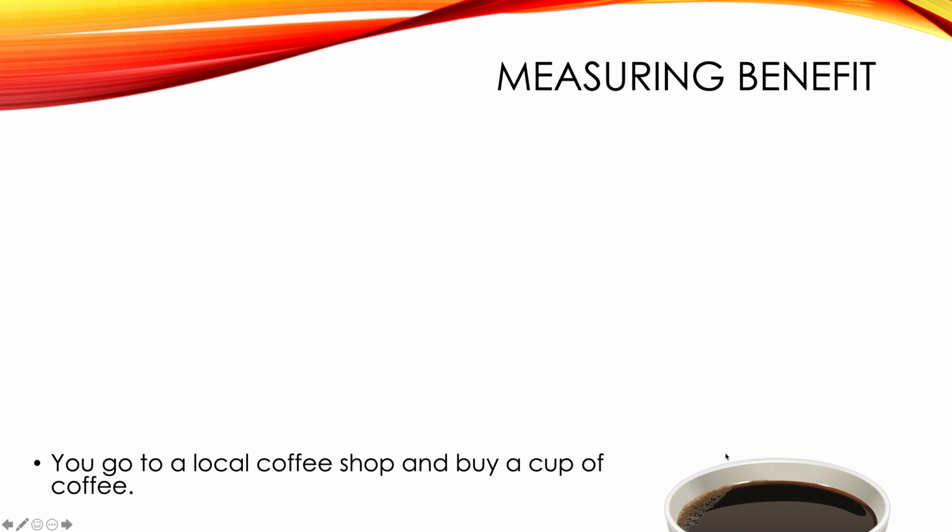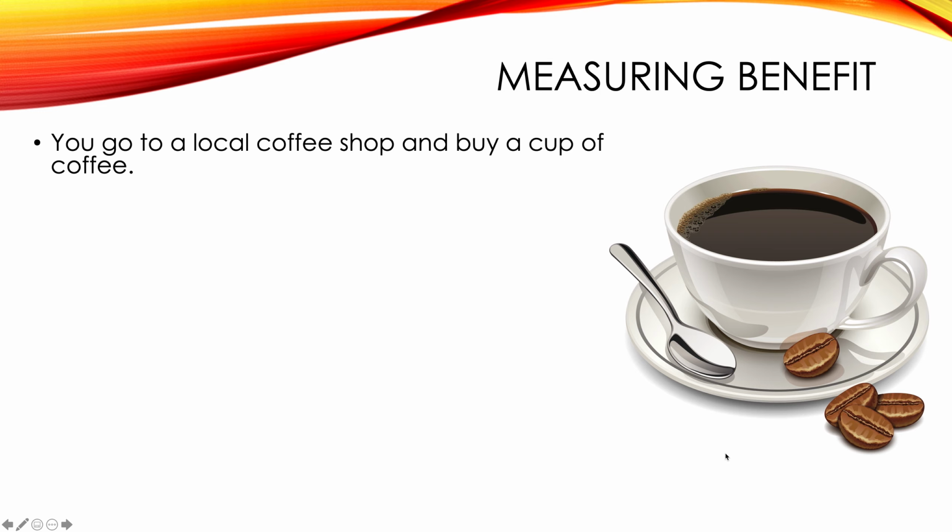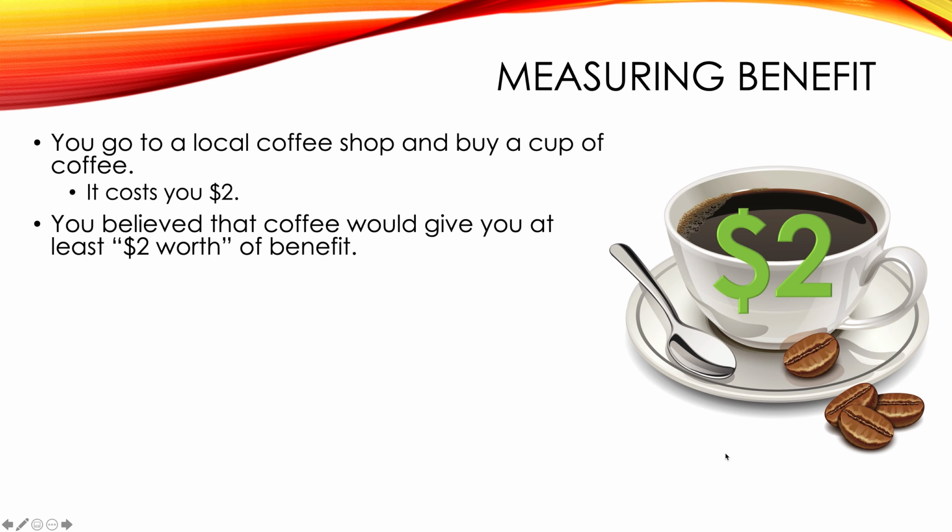For instance, you go to a local coffee shop and you buy a cup of coffee. Let's imagine that the price of that cup of coffee is $2. Now, you believed that that coffee would give you at least $2 worth of benefit. Think about it for a minute. You believed when you saw that coffee on the menu that you would get at least $2 worth of benefit from that coffee. Because if you didn't believe that coffee was worth $2, well, you wouldn't have bought it, right? So we can't necessarily say exactly how many dollars worth of happiness that coffee gave you, but we can say it's at least $2 worth of happiness, otherwise you would not have bought that coffee.